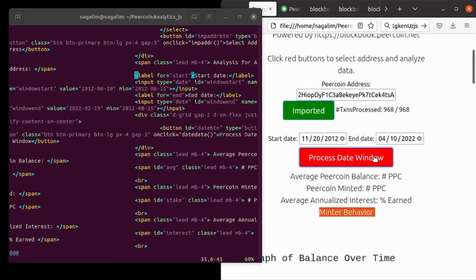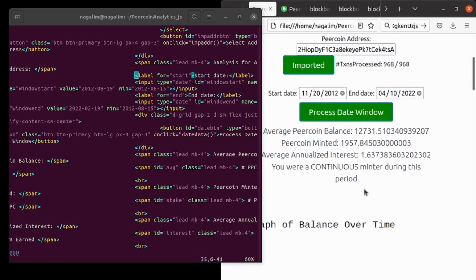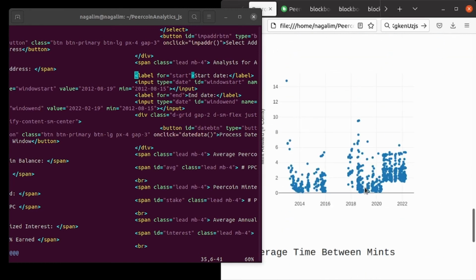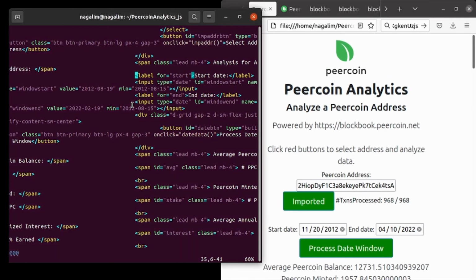All right, so let's process this guy. We find out their average balance, almost 13,000. They have minted 2,000 coins, right? Their average interest is about 1.6, so they've been doing stuff for a long date window, a long date window for them to have only that interest when they've minted, 16%, 1/6 of their wallet, and they were definitely a continuous minter. And we see their charts. So that's what we've done.